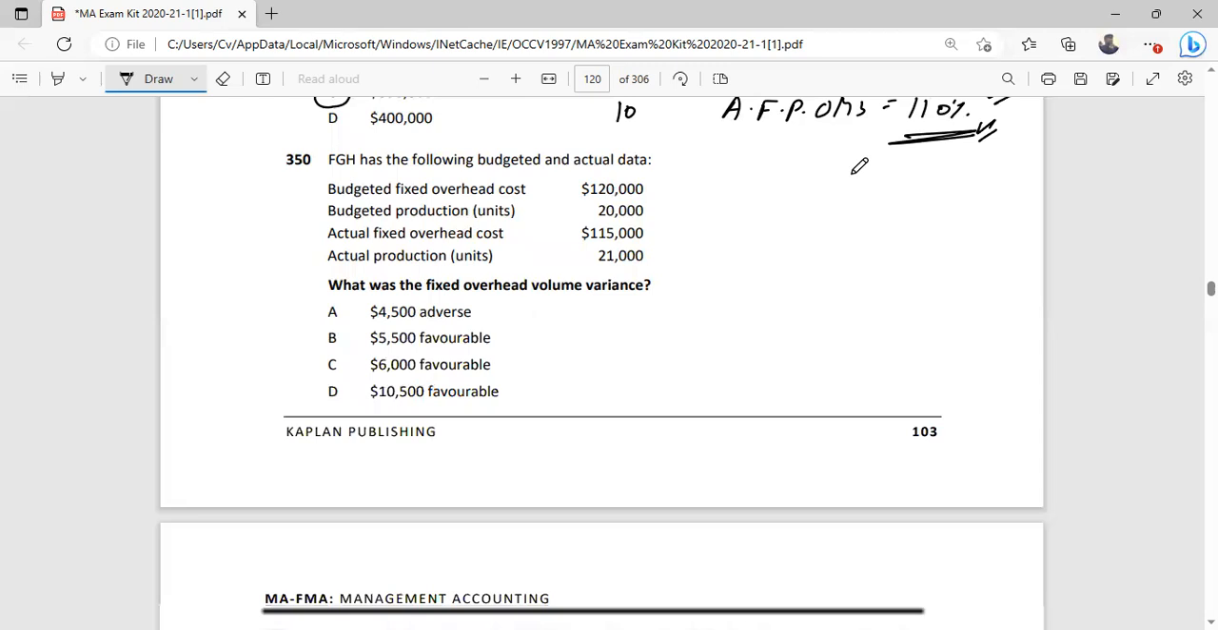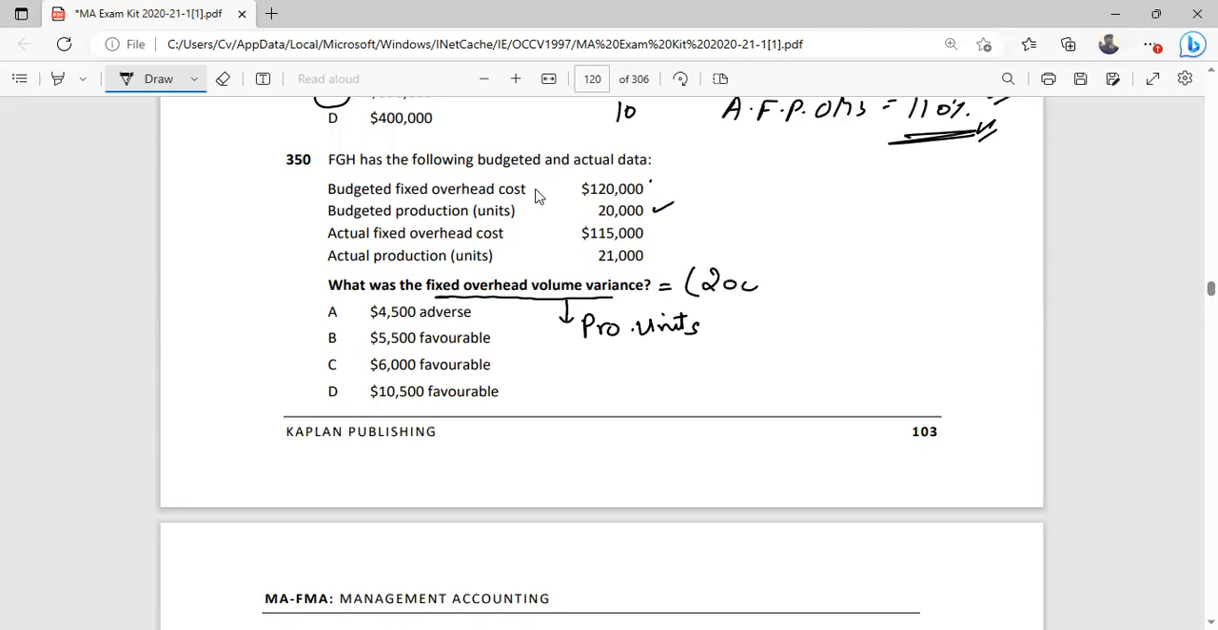Okay. Now we will move on to the next question. What was the fixed overheads volume variance? First of all, write down the formula. Volume variance deals with production units. So you will calculate the difference between budgeted production units, which is 20,000, minus actual production units, which is 21,000, multiplied by the overhead absorption rate.